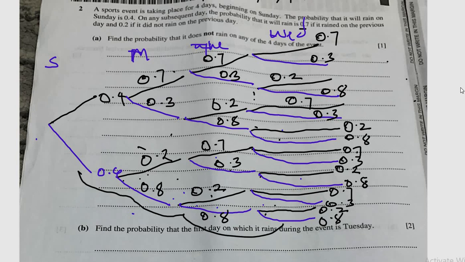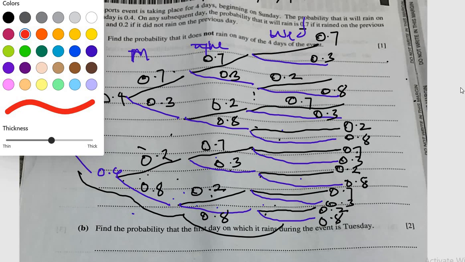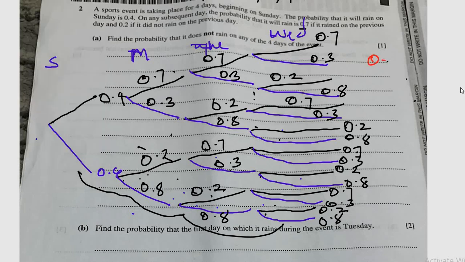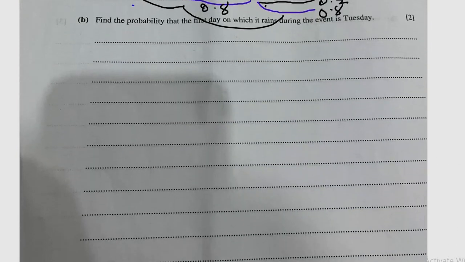The probability that it does not rain on any of the 4 days is 0.6 times 0.8 times 0.8 times 0.8. The answer gives us 0.3072. That's it. The next question.